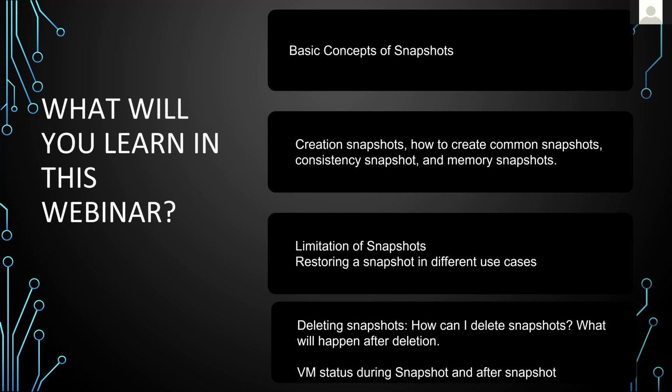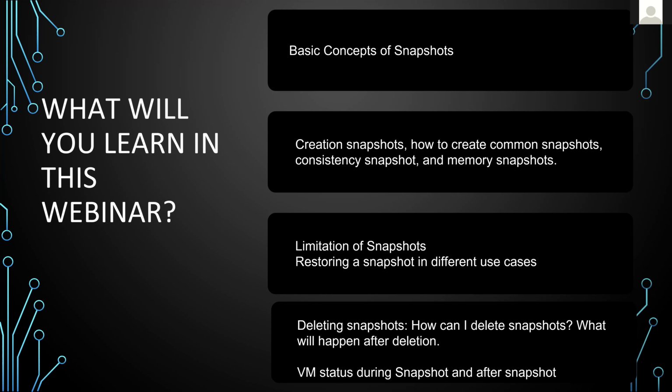Then we will see how we can create snapshots, and how we can use common snapshots, consistency snapshots, and memory snapshots. These are the 3 different types of snapshot in FusionCompute. We will see what the differences between them are and how we can use them, and what the best usage is for the different types of snapshots. And we will see in a lab as well. We will try it and we will see how it works.